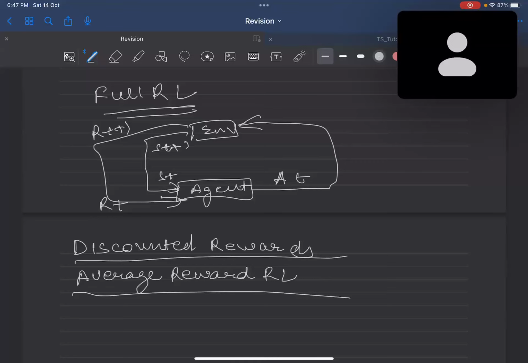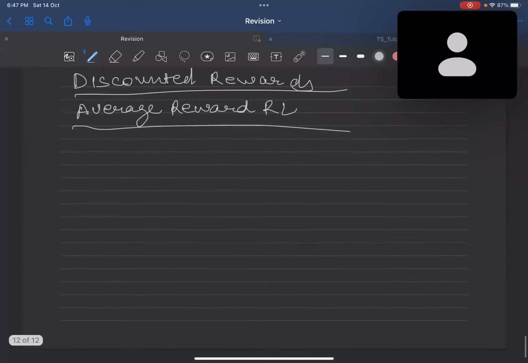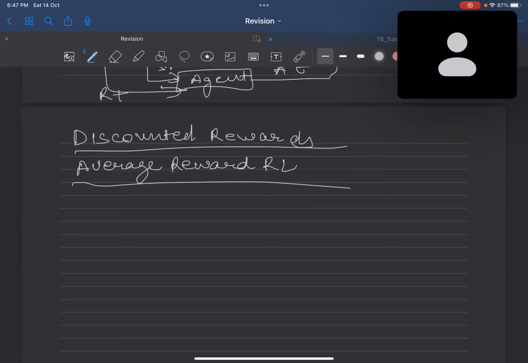Okay, madam, go ahead. Why did the discounted rewards, average reward, and return come into the picture in these RL techniques? What do you think? What is the advantage of each of them? What is the disadvantage? Why did they come?